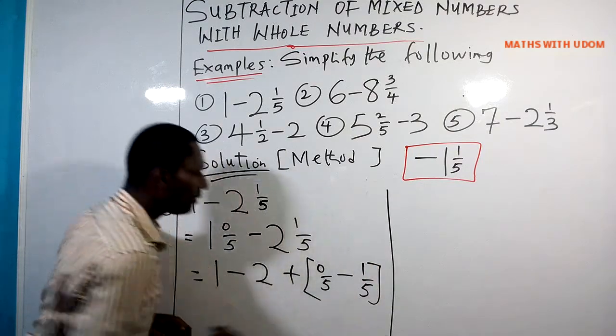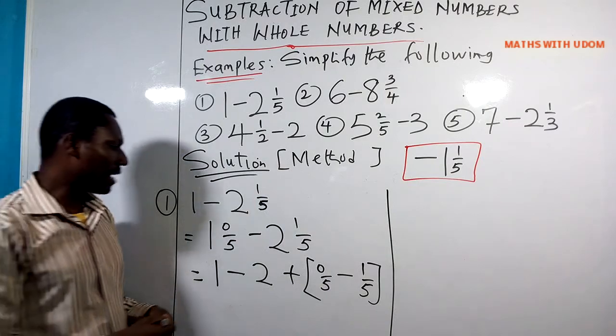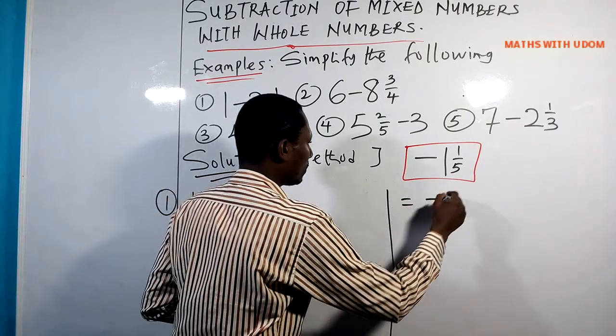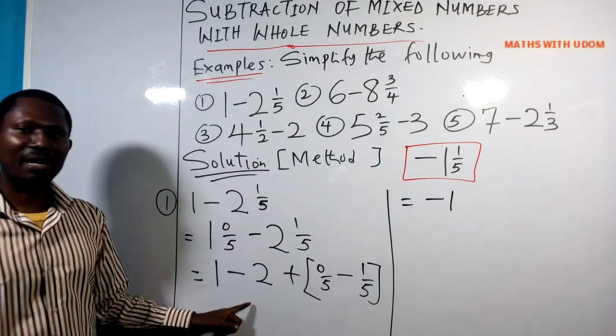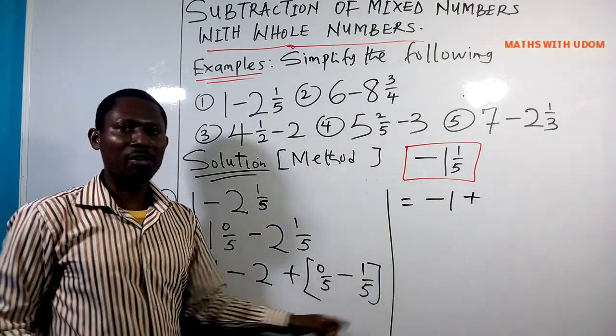Okay, so the next thing is that we now say, okay, 1 minus 2 will give us what? Minus 1. That is, 1 take away 2 is minus 1. Plus, what is the LCM of 5 and 5? 5.